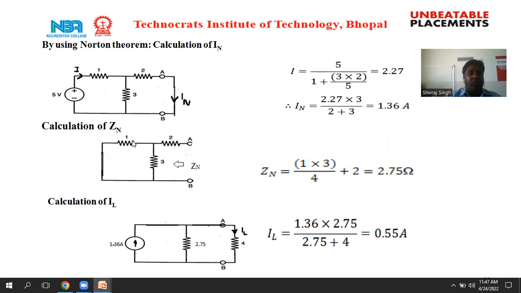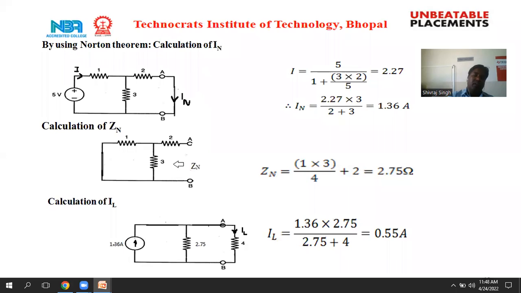Again, we can calculate the Norton's equivalent impedance. The same procedure is followed as in Thevenin's theorem. Here we replace the voltage source by a short circuit. That is ZN: 1 and 3 is the parallel combination and 2 is the series combination. That is ZN equal to 1 cross 3 upon 4 plus 2, that is 2.75 ohm. Again, at the end we find the load current.